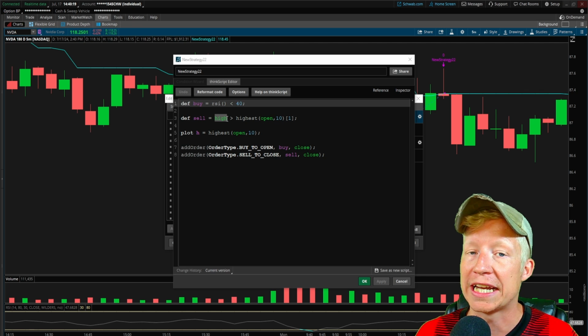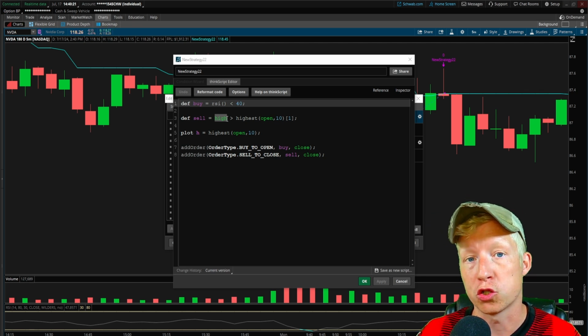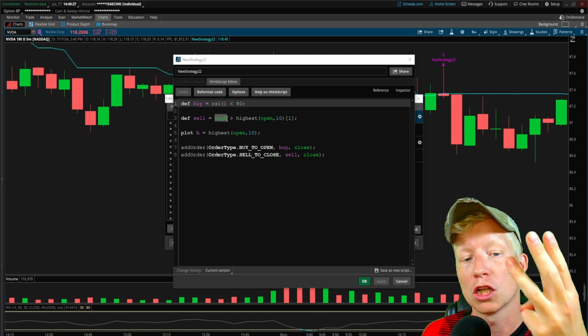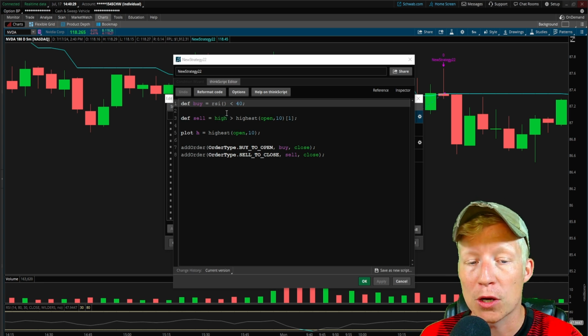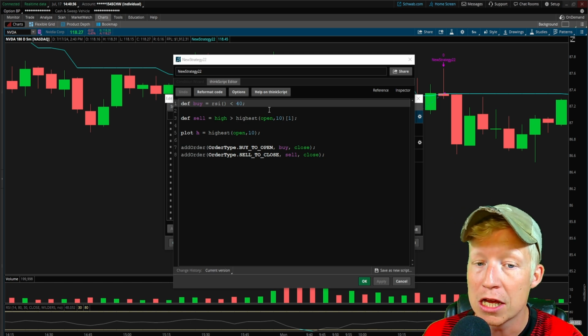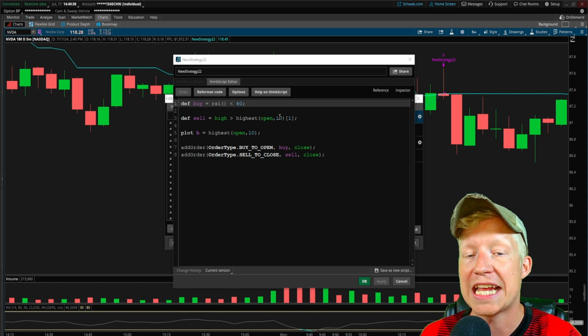Now, we're going to call in high. Remember, we used close and low in the last one, but you have 4 data points, right? Open, close, low, and high. Now we're going to be looking at if the high of the current bar is greater than the highest open in the last 10 bars.